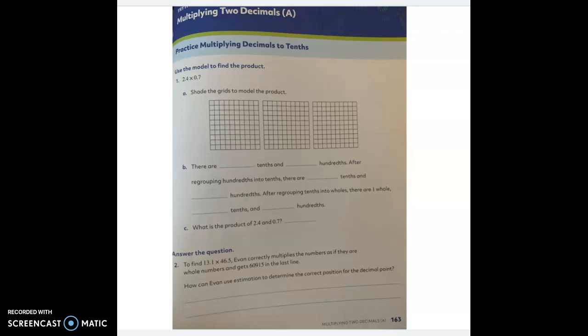All right, so in order to multiply using a model, the first thing that we're going to do is assign different colors to the different numbers. So we have 2 and 4/10, I'm going to use blue, and 7/10, I'm going to use that green, and that will help us to keep this straight. So for our first one, 2 and 4/10, I am going to use columns.